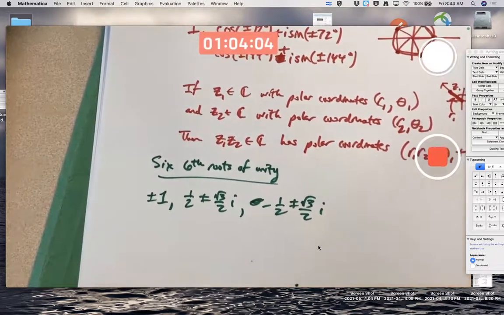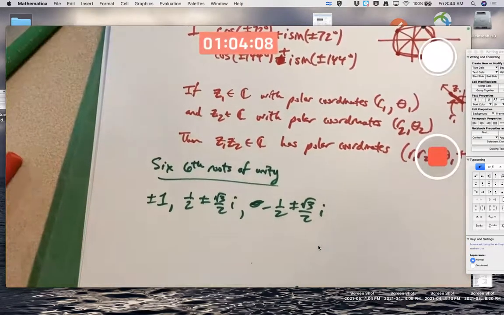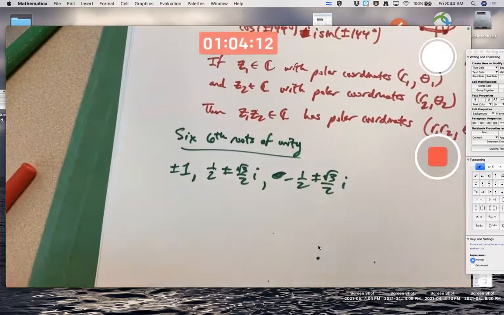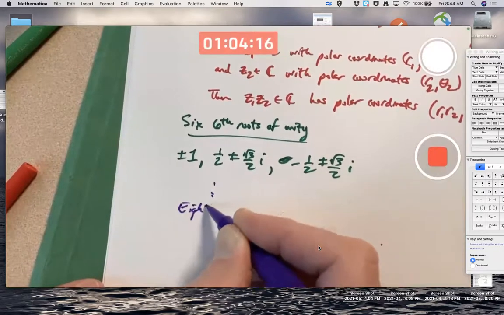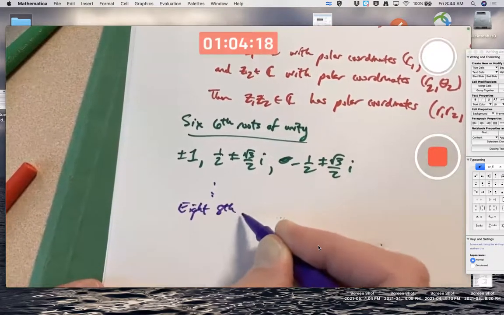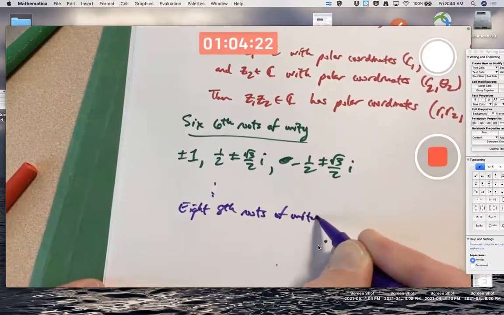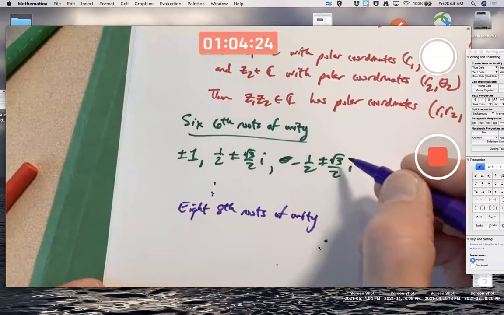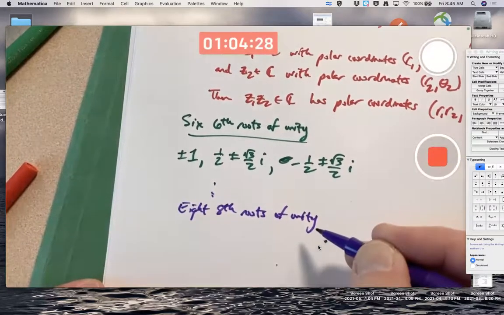Let's do one more. Let's skip seventh roots. Of course, I could do it. The angle would be 360 degrees divided by 7, whatever that happens to be. We'll skip that. We'll do eighth roots of unity. And by the way, when you graph these, they're on a hexagon for the 6 roots of unity. When you graph the 8th ones, they're on an octagon.